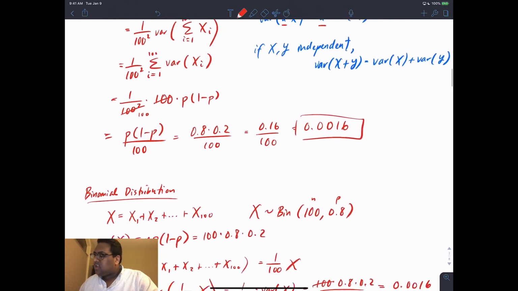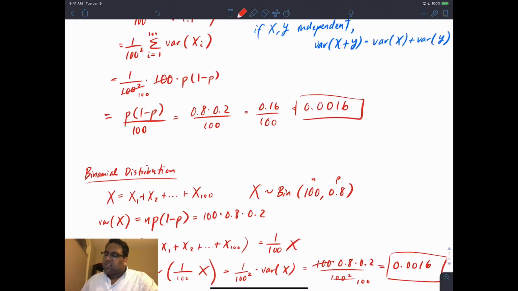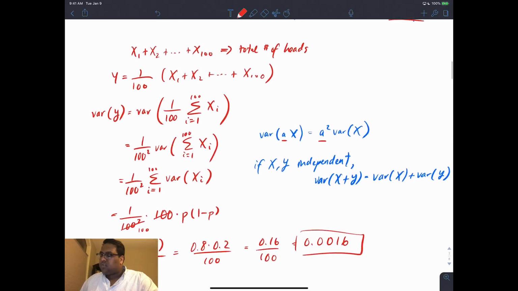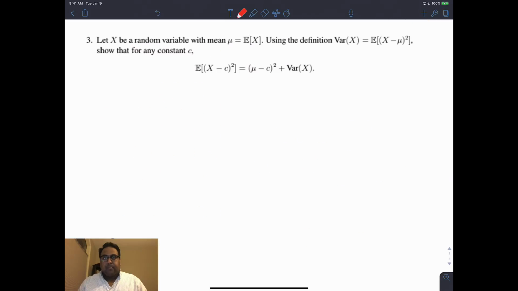Okay, so either way, you'll arrive at the same result for the variance of Y, but it turns out you can do it without assuming any knowledge of the binomial distribution. You can do it just from using the Bernoulli distribution, which is interesting. Okay, so that's problem 2. Okay, cool. Now let's move on to number 3.